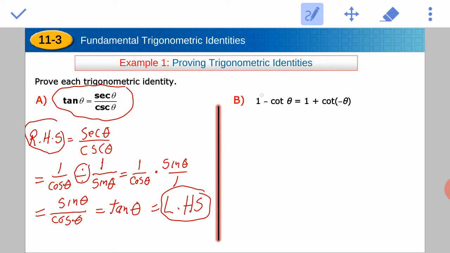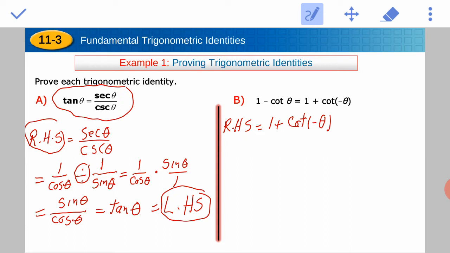Congratulations. Another part: we need to prove that 1 minus cotangent theta is equal to 1 plus cotangent negative theta. Let me start with the most complicated side, which is the right hand side in this identity. The right hand side is equal to 1 plus cotangent negative theta. But we didn't study cotangent negative theta. We studied tangent negative theta. Do you remember, guys, the angle identity? Tangent negative theta is equal to, you take the negative sign outside, negative times tangent theta.